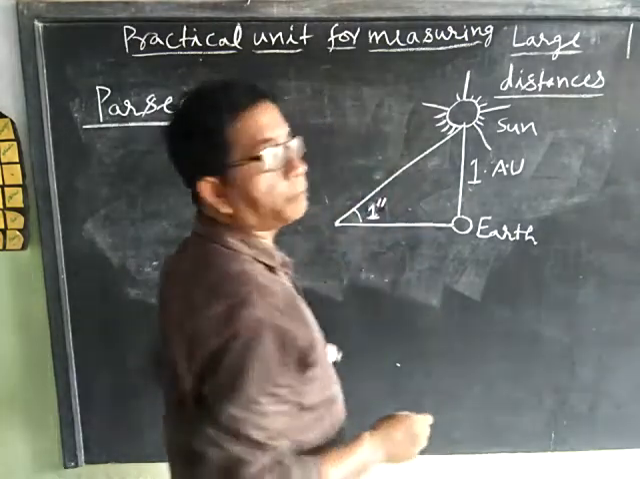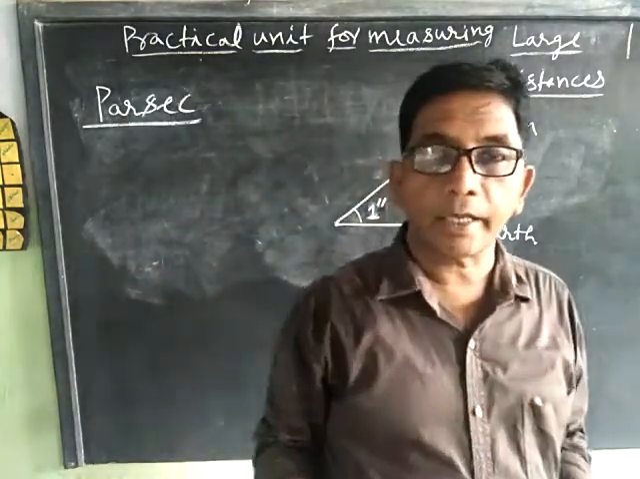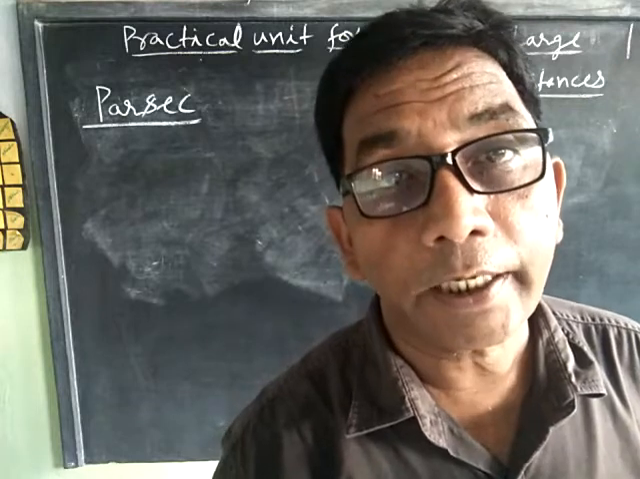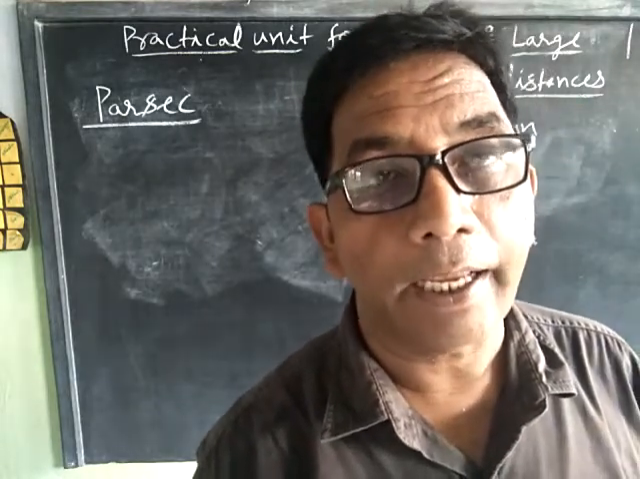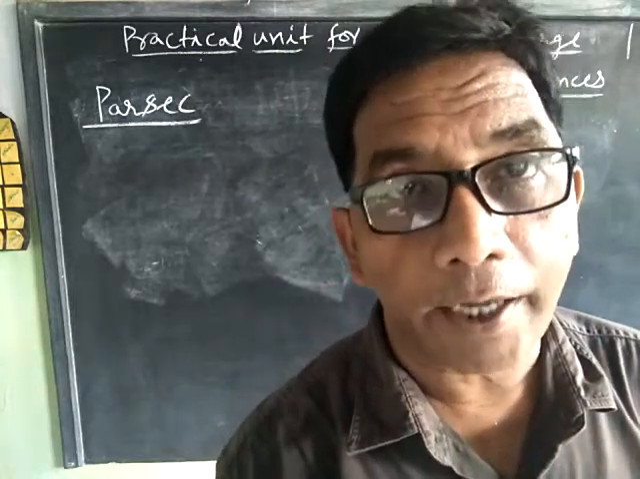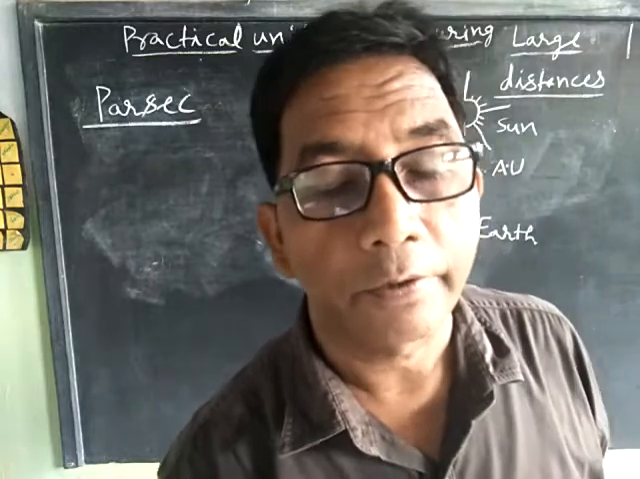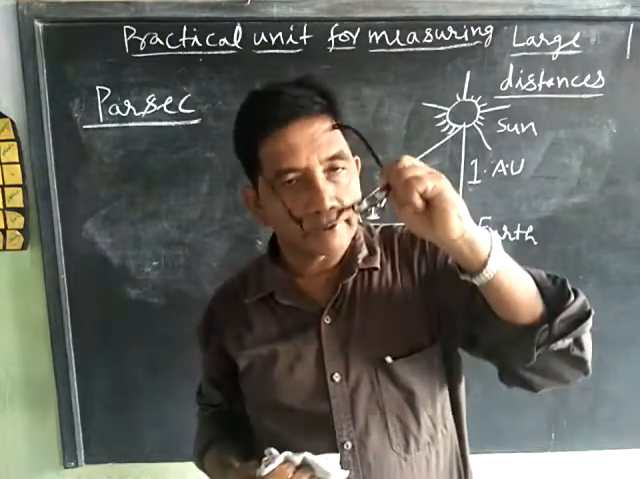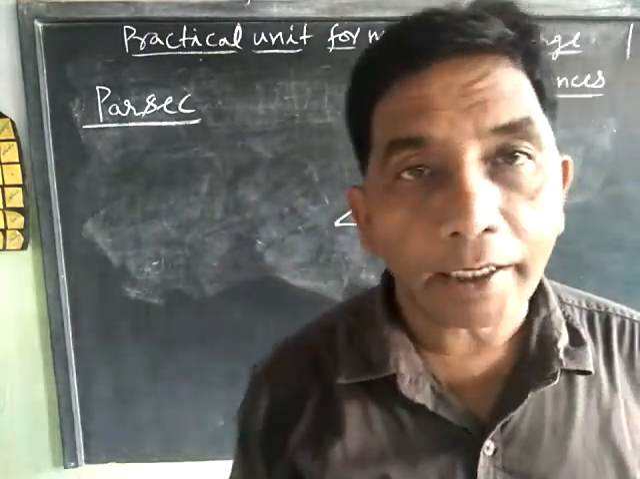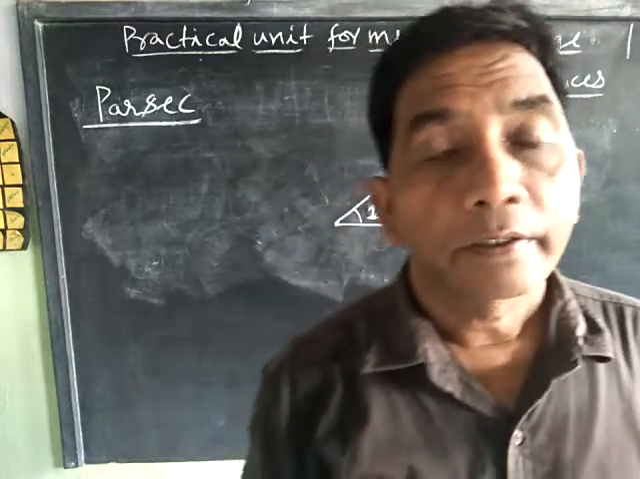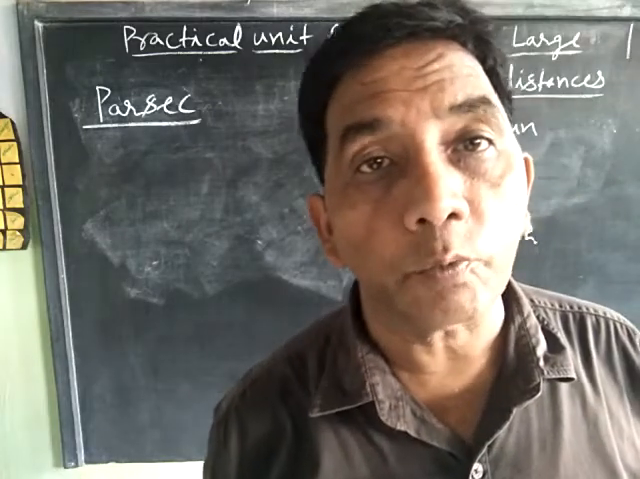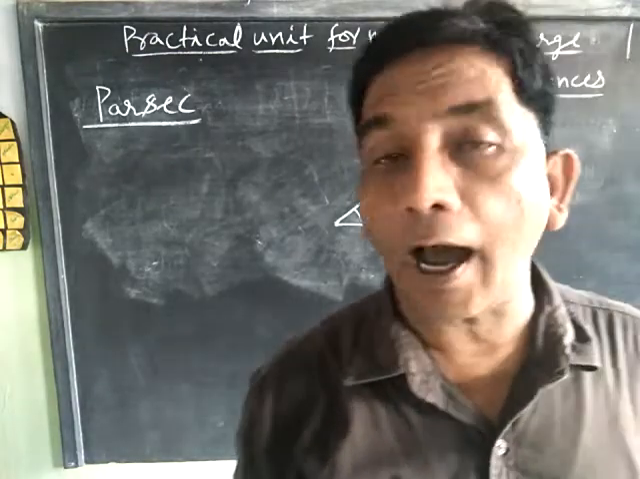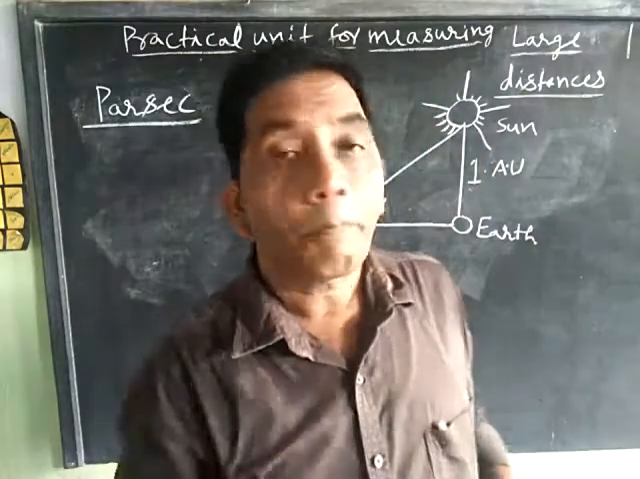Now, what is 1 parsec? The distance at which an arc of length 1 astronomical unit subtends an angle of 1 second of arc is known as 1 parsec.